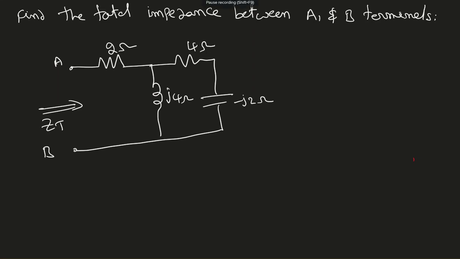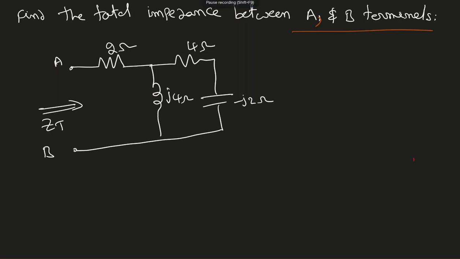In this example, we are asked to find the total impedance between the A-B terminals. So here I have A and B terminals. First, we need to know which elements are in series and which are in parallel. This looks like a ladder circuit.